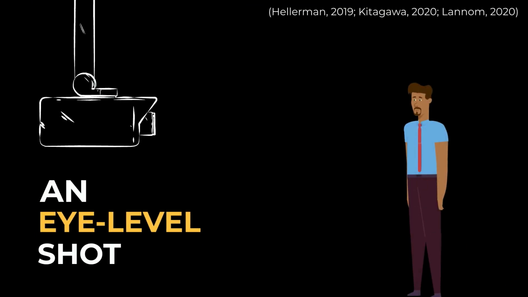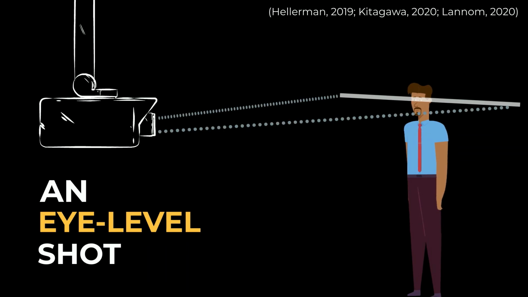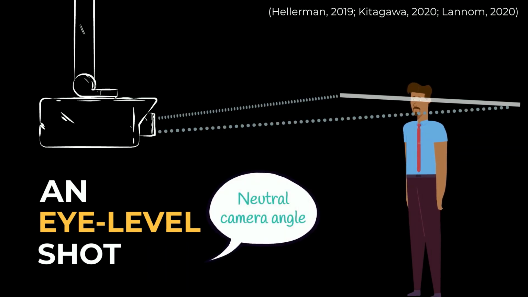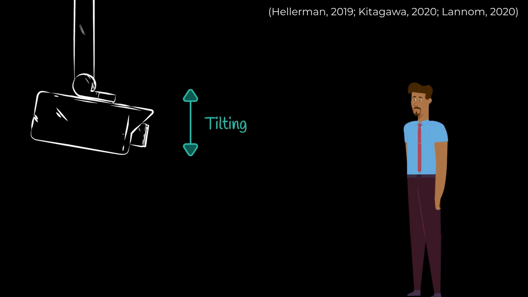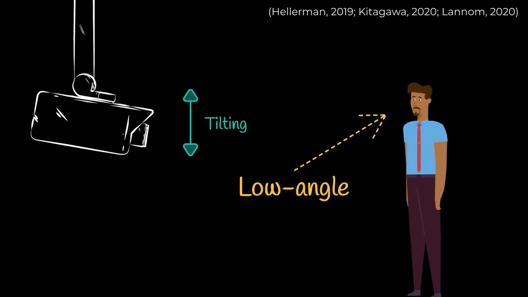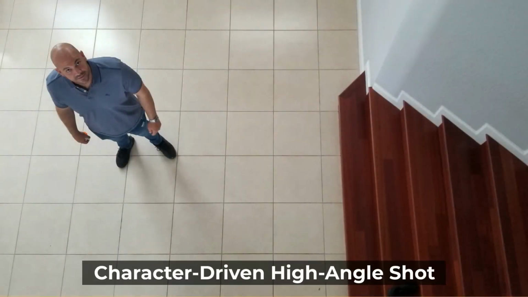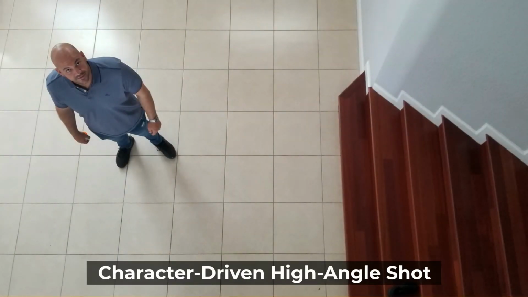An eye-level shot, as the name implies, is when the camera is placed at the height of the eyes of the character in the frame. This is considered a neutral camera angle. With vertical camera movement, also known as tilting, high and low angle shots can be obtained. A high angle shot is when the camera is placed above eye level, pointing down. Using this technique, the camera looks down on the character from an elevated perspective.